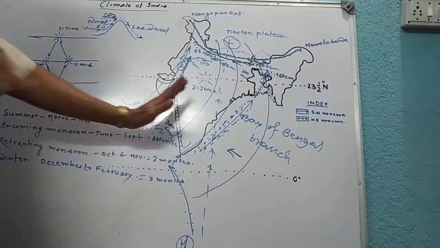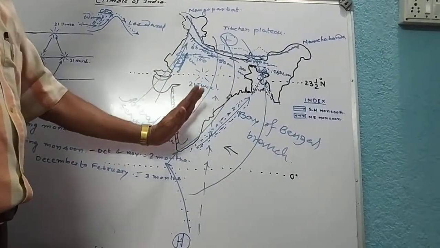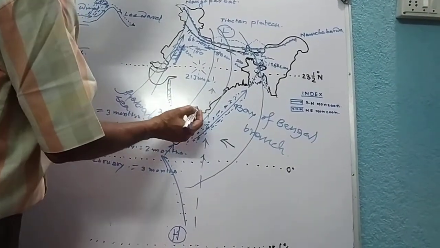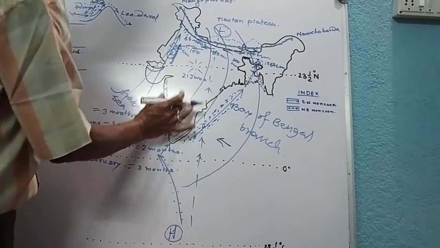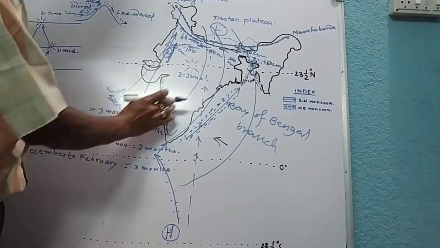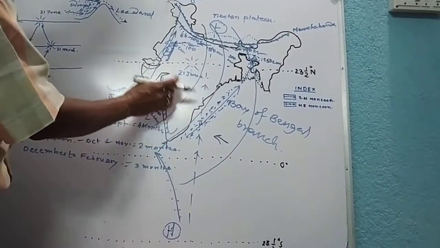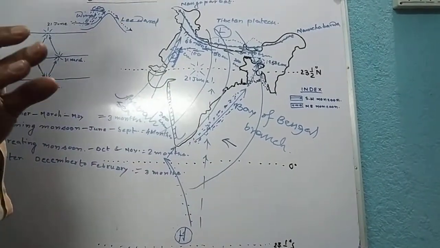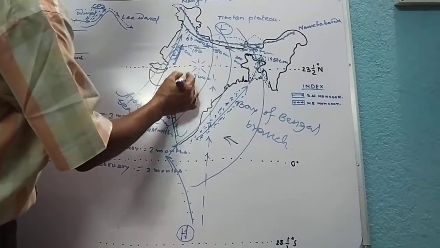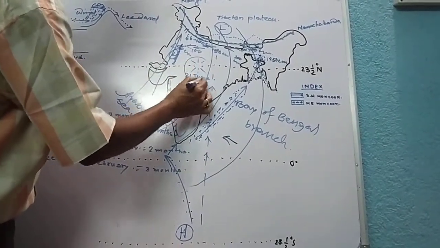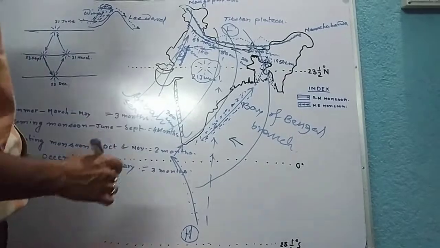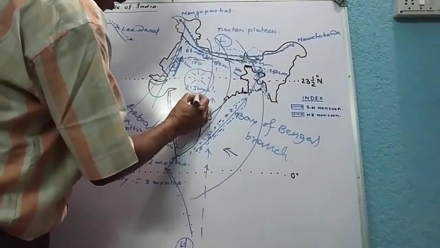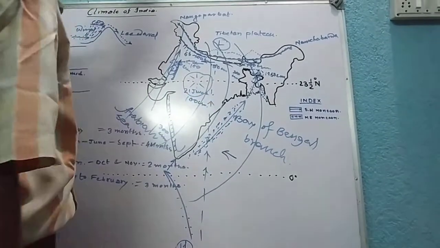Along the coastal area, the amount of rainfall also decreases in the eastern part of peninsular India. This is your peninsular India. Why? Because this eastern part of the Western Ghat is in the rain shadow area. So the central part of Indian territory receives only 100 centimeter rainfall.